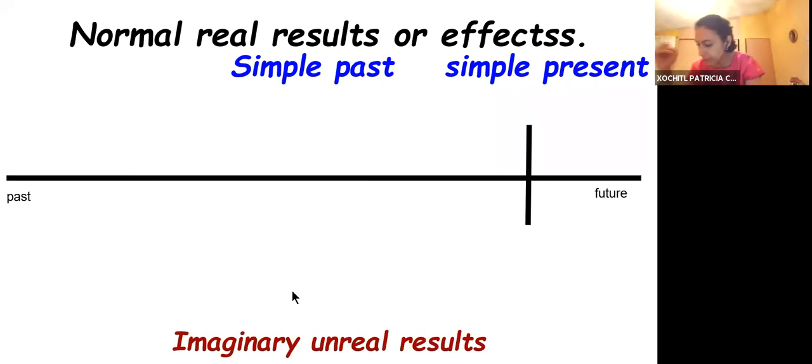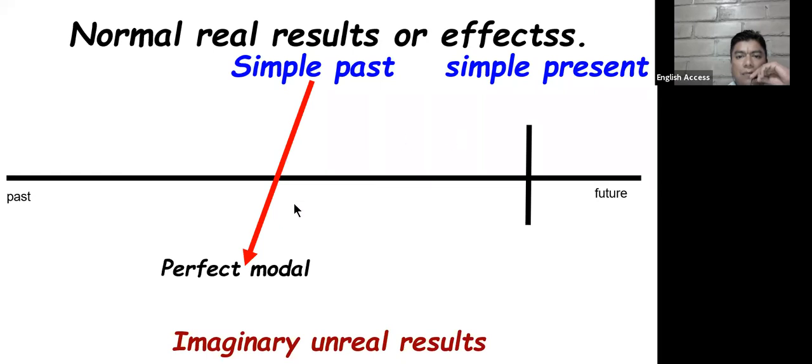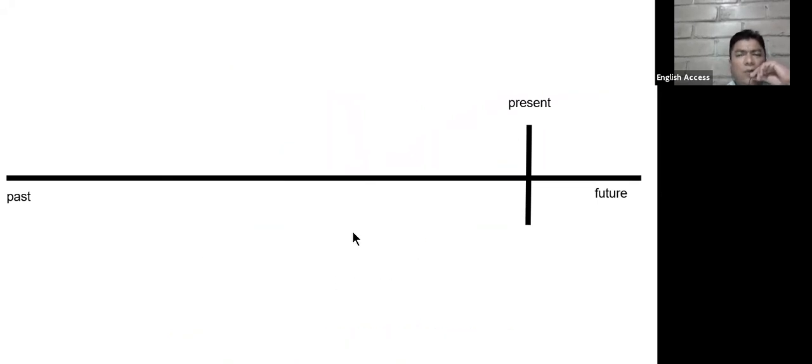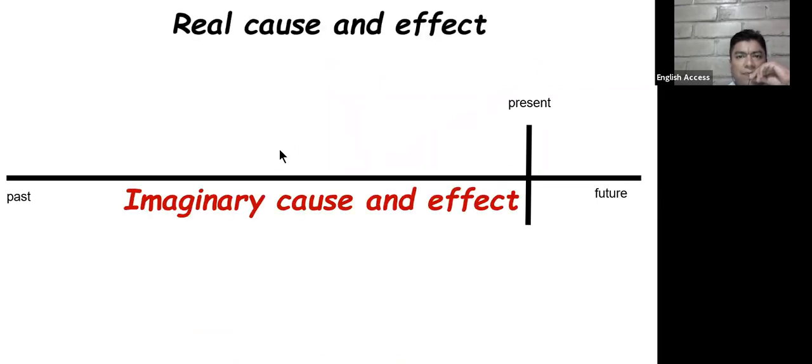And imaginary unreal situations: simple past, past perfect, would plus simple verb. But this is way too complicated. Let's do the examples better.